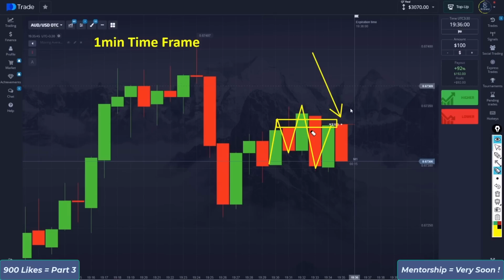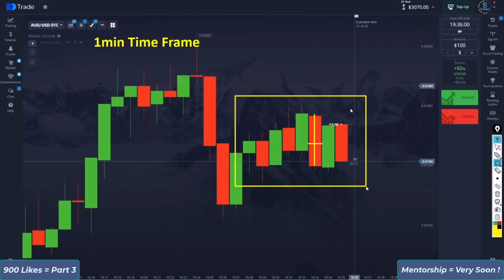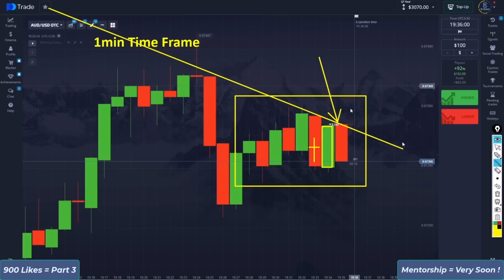So this is the QM at the lower time frame, but also a red-green pattern. So this is a very nice combination. Imagine that instead of this red candle, we had a doji. It's still a red-green pattern, but we also have a doji break. It's still a QM at the lower time frame, still a red-green pattern, and also a doji break. If we have a trend line as well, that's a super trade. I call that a super trade.